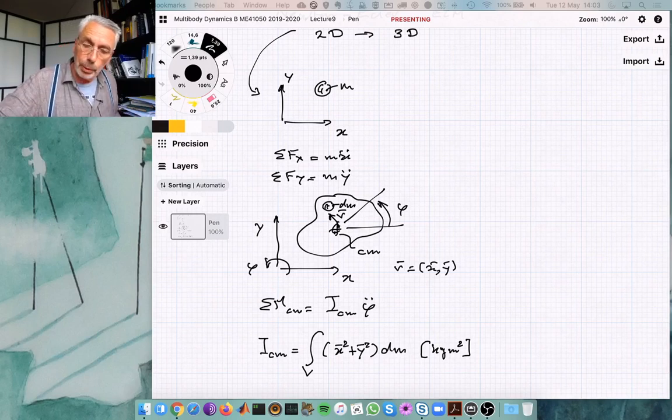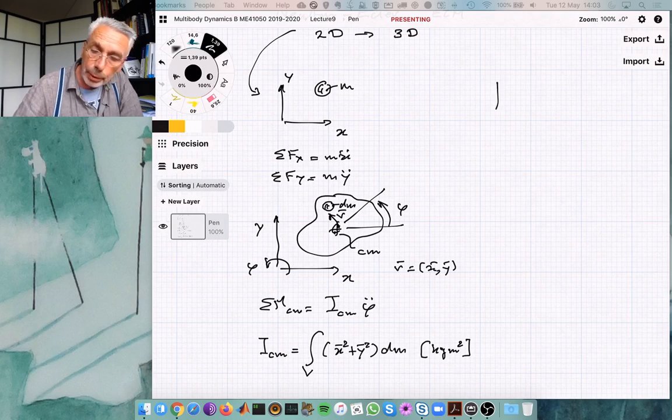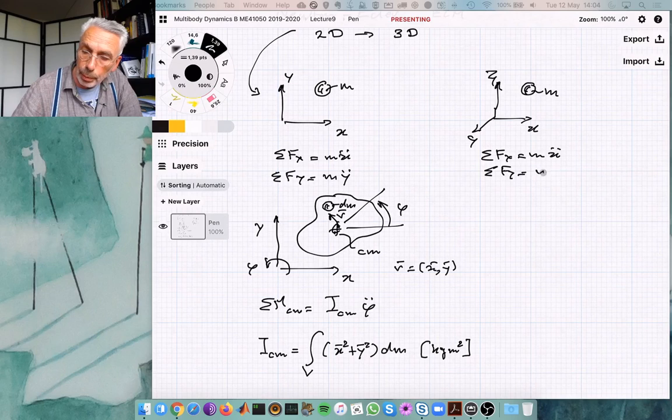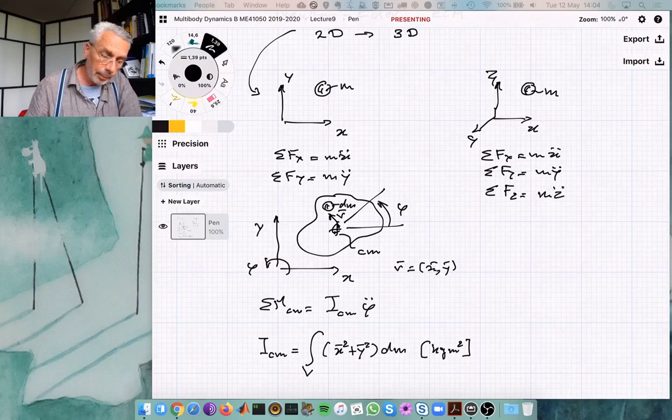Okay, so that was simple, that was the 2D case. Now we go to a three-dimensional case. The Newton part is actually super simple, right? We just have one more axis, and we still have a blob here with a mass m, and we just extend our equation with one. We say sum of the forces in x is mass times x double dot, sum of the forces in y is mass times y double dot, and the sum of the forces in the z direction is mass times z double dot.